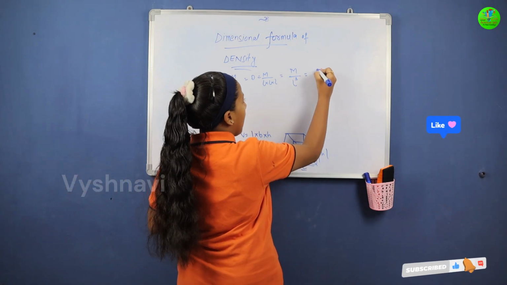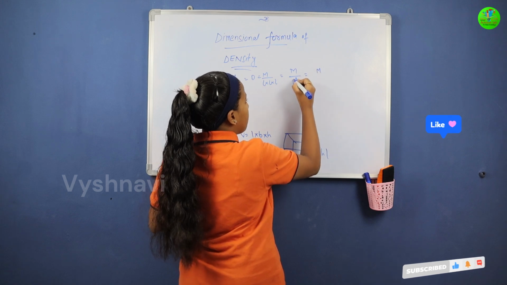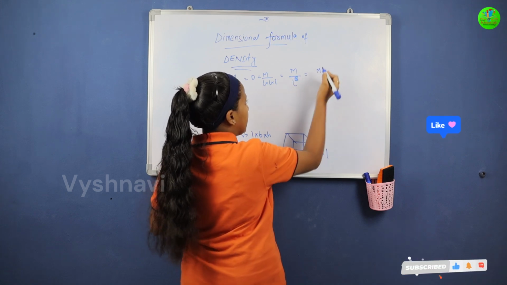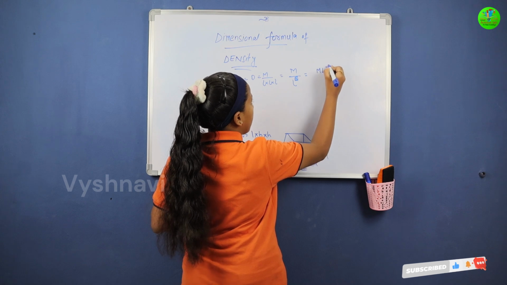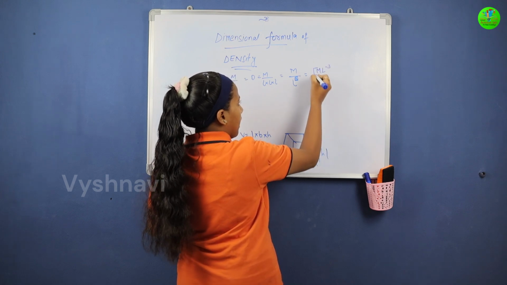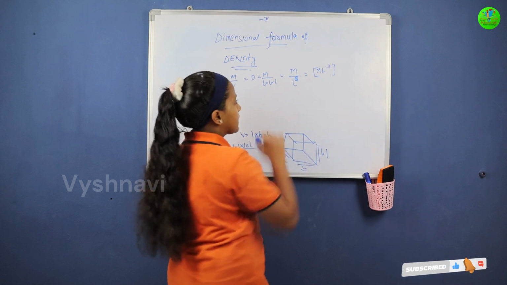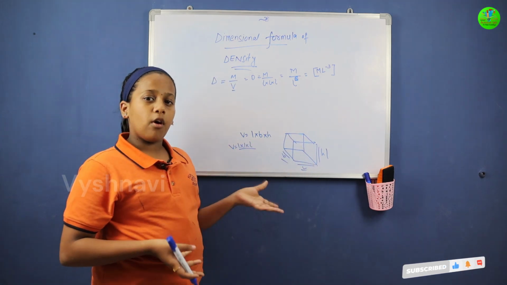So M, L power 3 is there, no? So L power minus 3. L power minus 3. This is the dimensional formula of density.